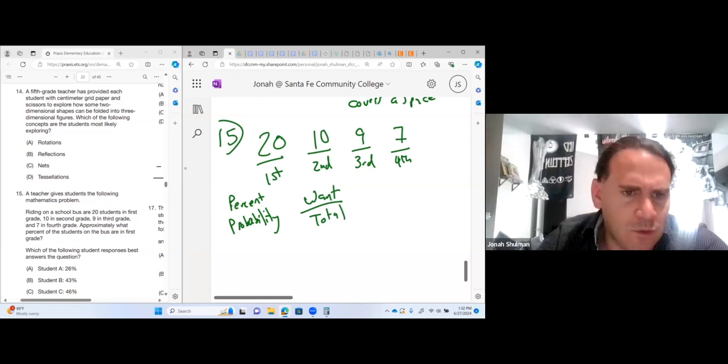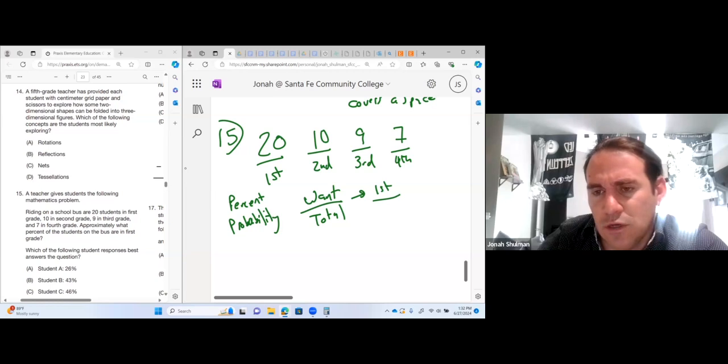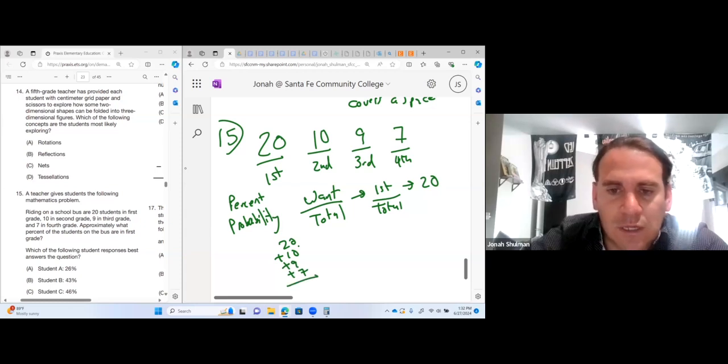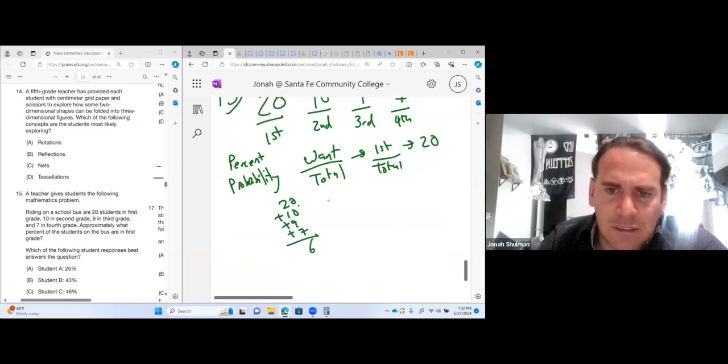So what do we want? We want our first graders, which we know is 20. And we need our total, which is 20 plus 10 plus 9 plus 7. All right, so 9 plus 7 is 16, right? Carry the 1. 46.